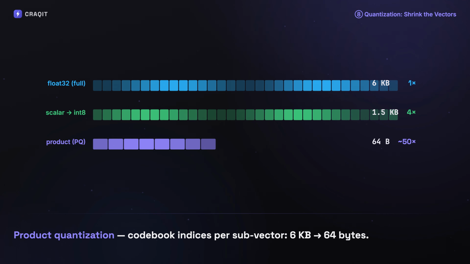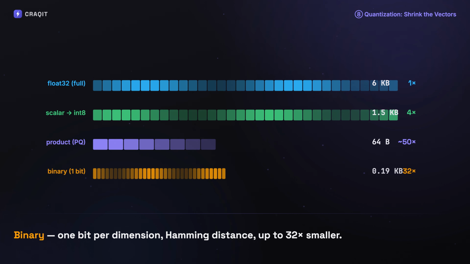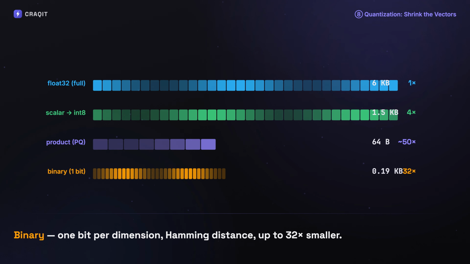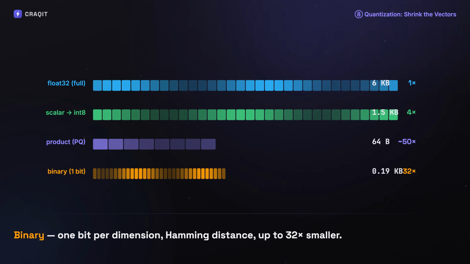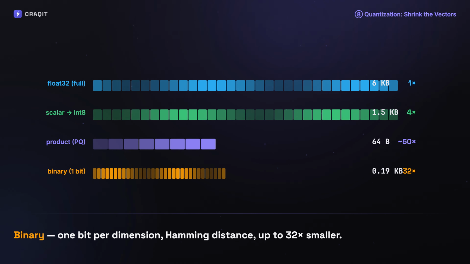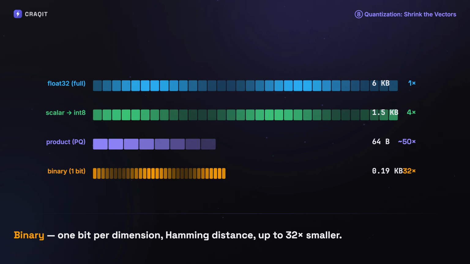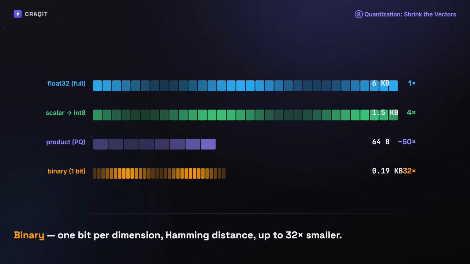And the aggressive frontier, increasingly common, binary quantization: reduce each dimension to a single bit. Is it positive or negative? And compare with Hamming distance, which is blindingly fast on a CPU. That's up to a 32 times shrink, with newer schemes making it far more accurate than it has any right to be. Now, the honest cost, stated plainly: quantization is lossy. You're searching approximations of your vectors, so recall drops, sometimes hard for binary.